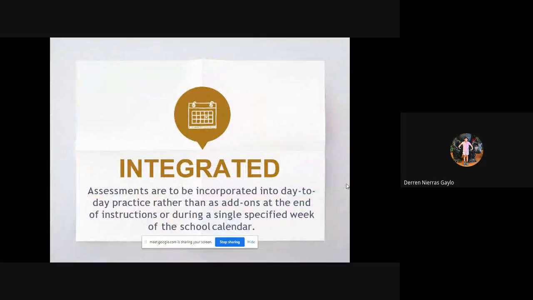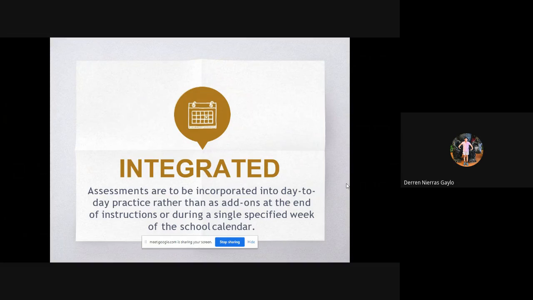Integrated. Assessment entails integration if these are incorporated in day-to-day practice rather than an add-on at the end of the instruction or during a specific week of the school calendar.